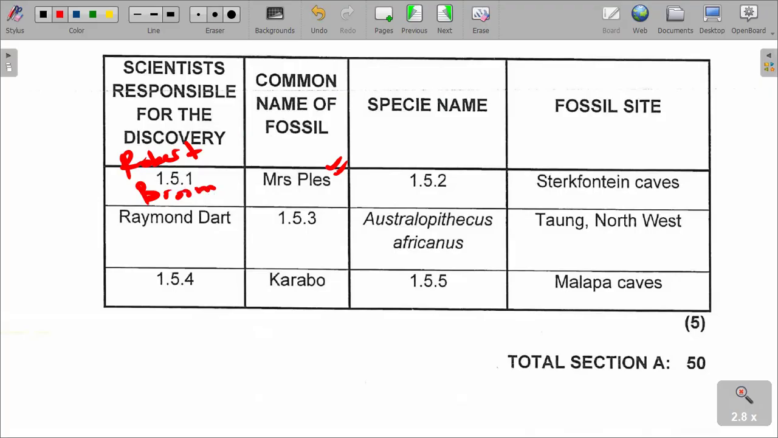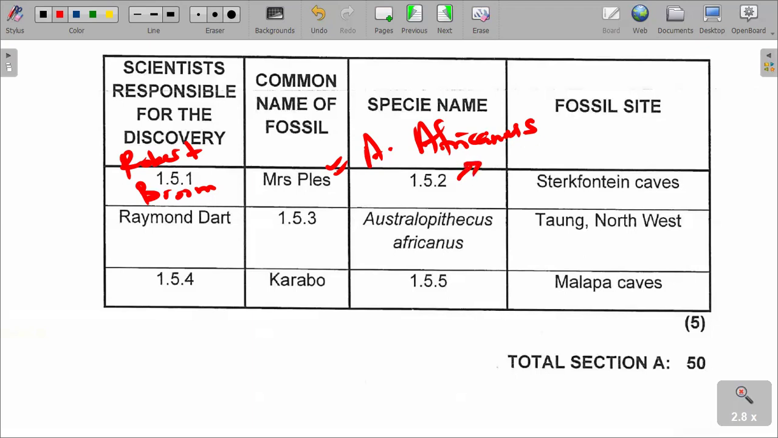Robert Broom discovered Mrs. Ples. Mrs. Ples was discovered by Robert Broom, and you remember that it was nearly a complete skull of the species. The name of the species was Australopithecus africanus.